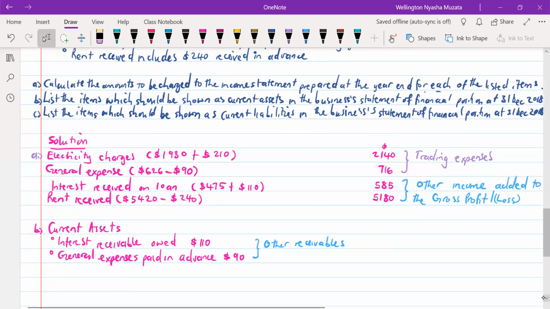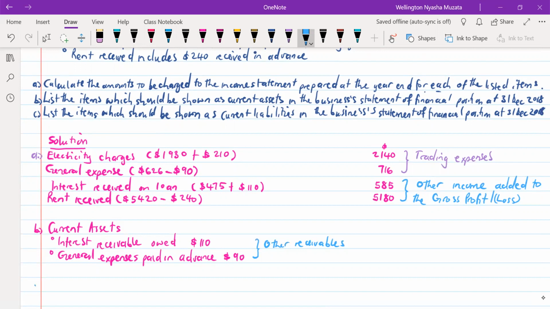And let me reiterate that any income owed to the business or accrued to the business but hasn't been received is considered to be a current asset, because the individual or business that still owes those amounts, those incomes, are more like debtors.